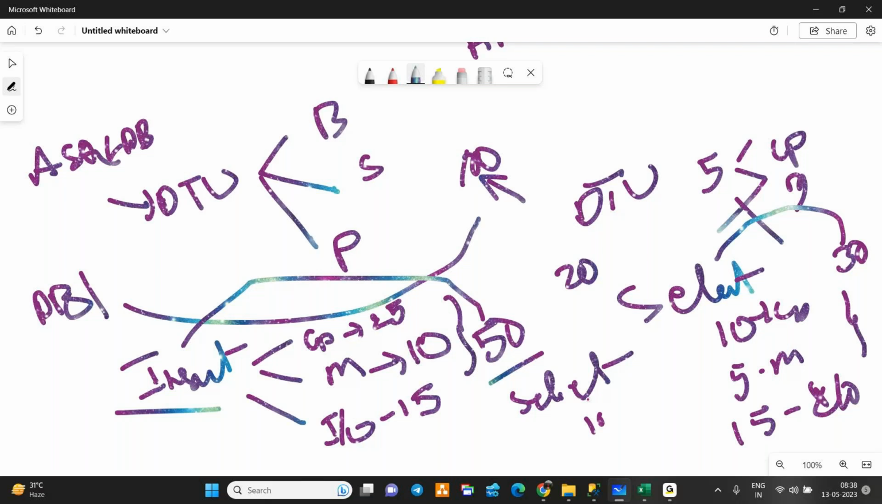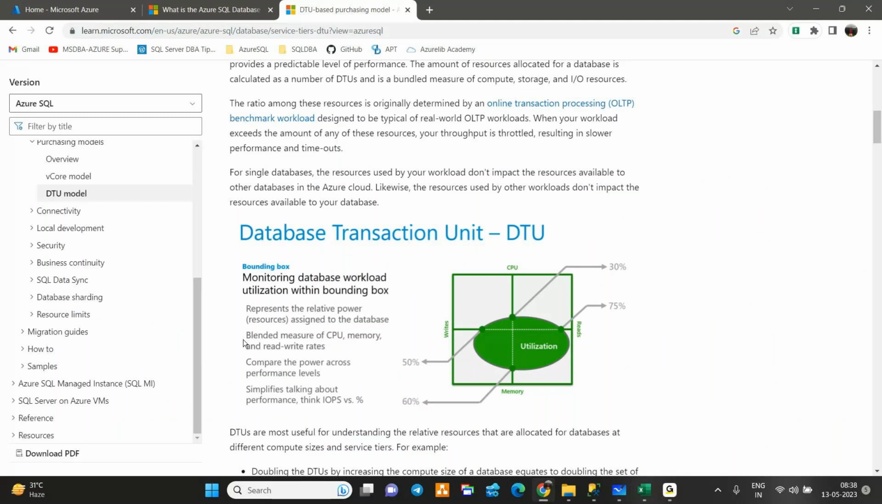Clear? Not clear? How the DTU purchasing model is working? See, it is a blended measure of CPU, memory, and read-write rates. Whatever DTUs you are selecting while deploying your database, from those DTUs it will take the CPU, the memory, the IO, but not like the traditional. But again, the backend is the same, sir. How your on-premises CPU works, in the DTU it works the same way, but the allocation is in the form of DTU.